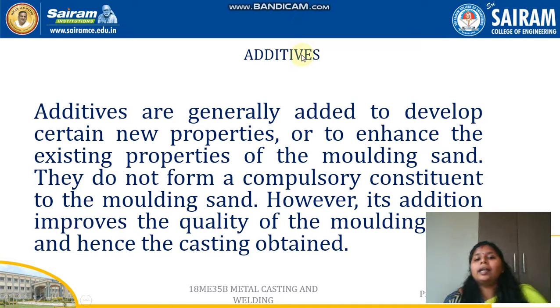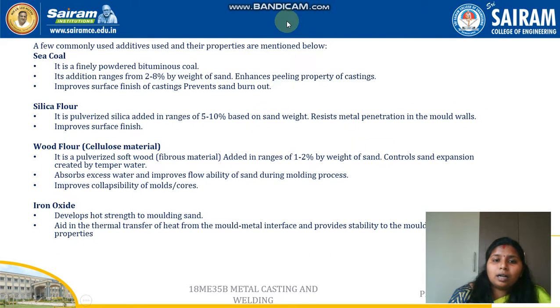The next one is additives. Along with the sand and binder, additives are also used to make the molding sand very effective. Additives are generally added to develop certain new properties and enhance the strength of the sand. They are not a compulsory constituent of the molding sand. However, their addition improves the quality of the molding sand and hence the casting obtained.